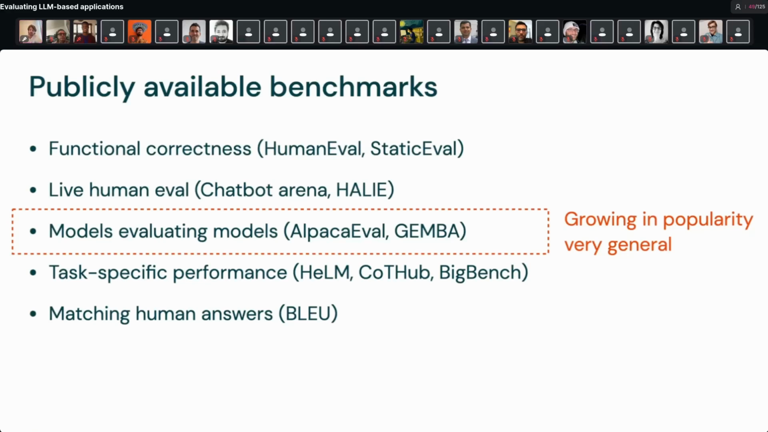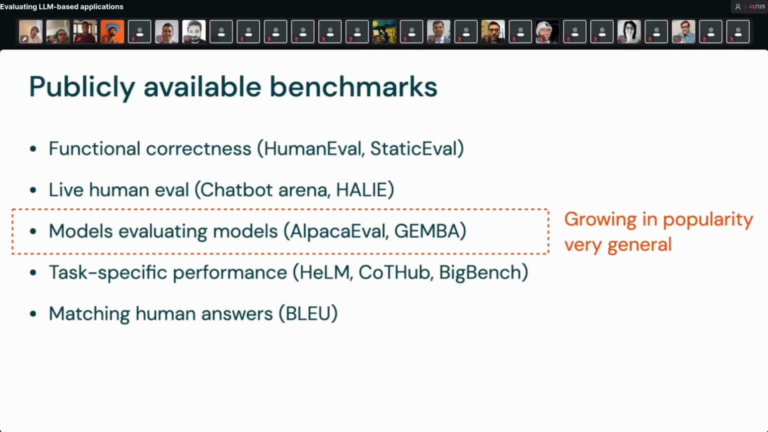So these types of evaluations, I think, are growing rapidly in popularity. They're powerful because they're very general. Anything you can prompt a model to do, you can get it to evaluate. And so I think these are going to play an increasing role. And again, in the next section, we'll talk a little bit about the limitations of this technique in general.